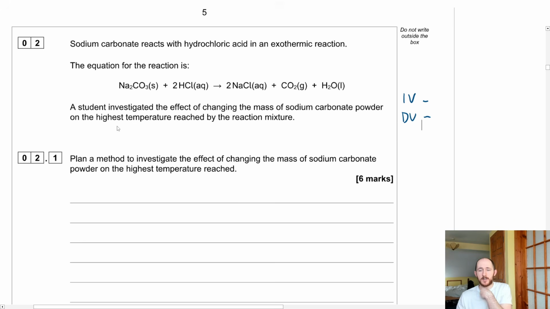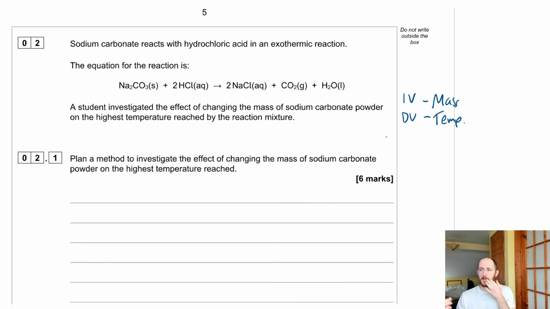Now, I'm not changing the highest temperature. That's happening automatically. But I am changing the mass of sodium carbonate. So it's the mass of the thing. The dependent variable, the thing that I'm going to measure, is the temperature.